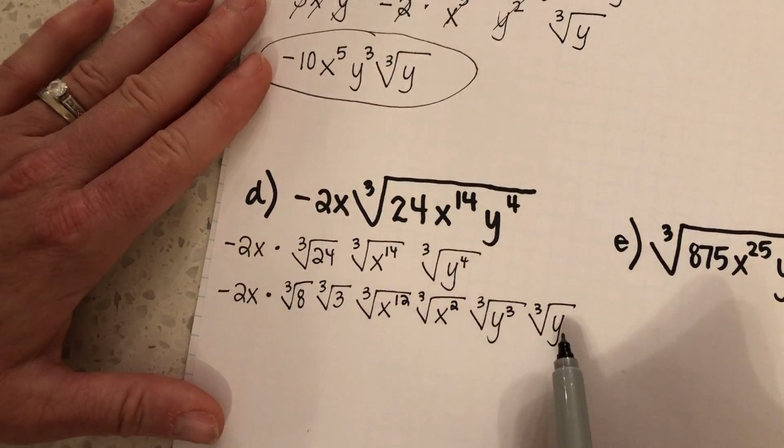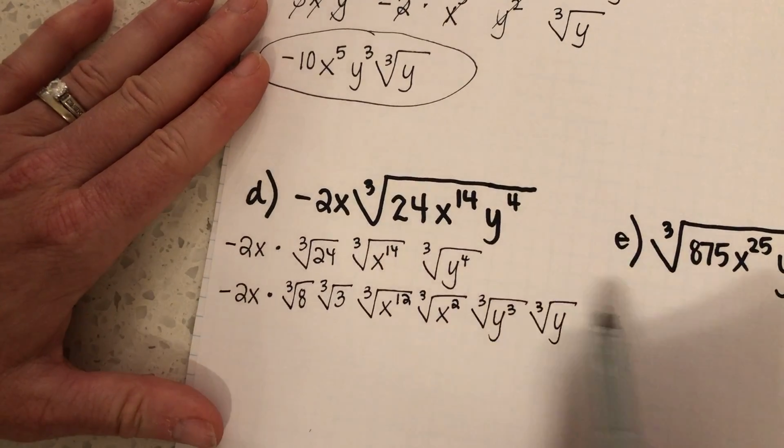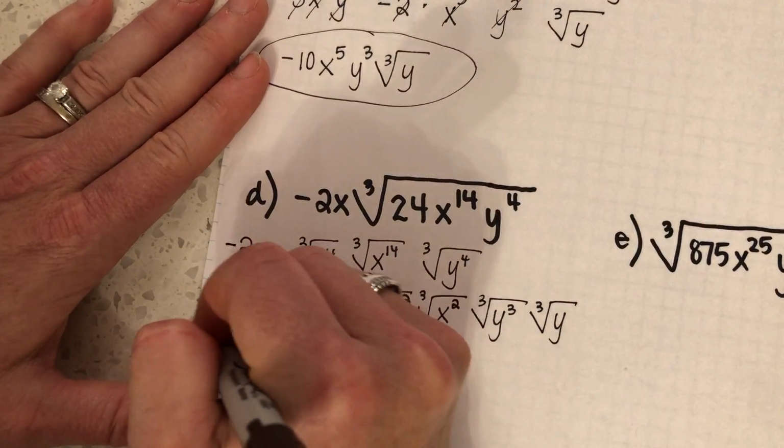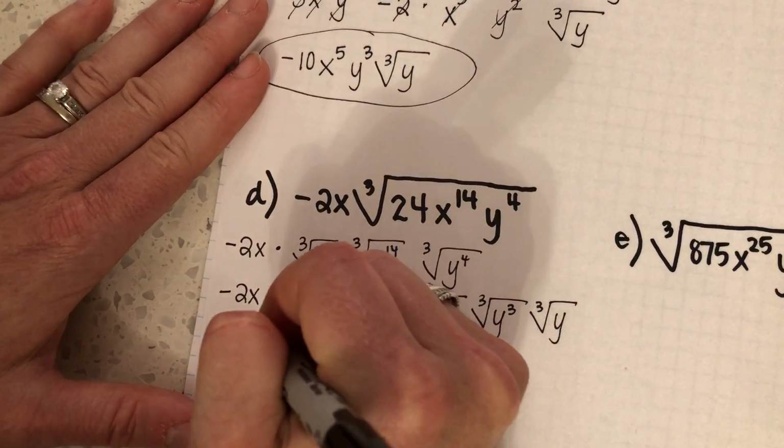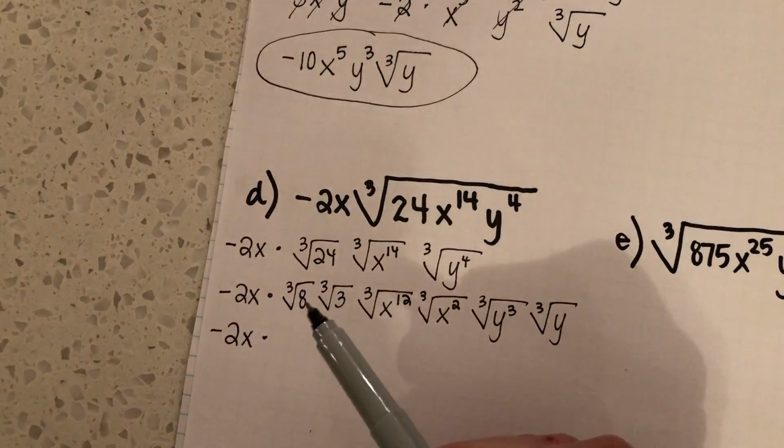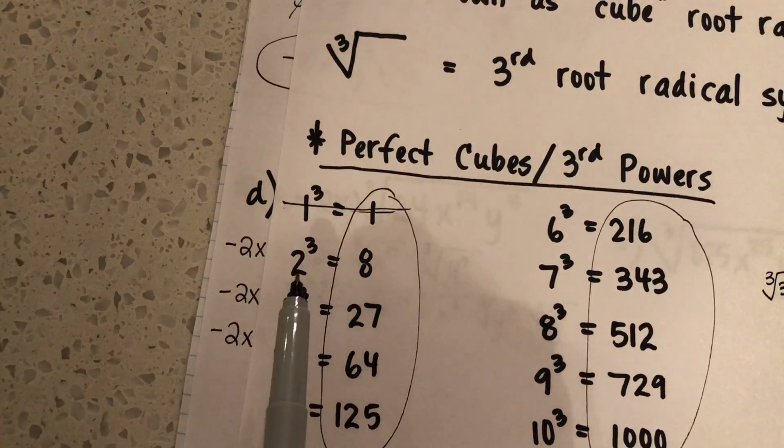All right, now this should be the fun part. We should be able to go through and get rid of some radicals. All right, so again, negative 2x is hanging out, waiting. All right, what's the third root of 8? The third root of 8 is 2.